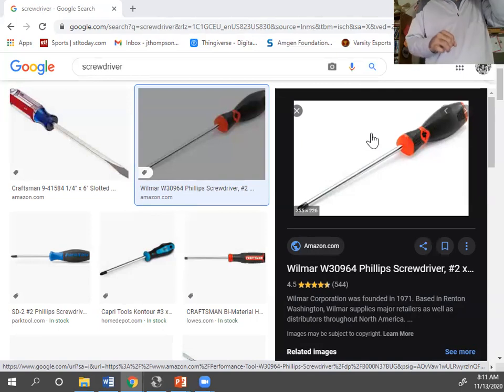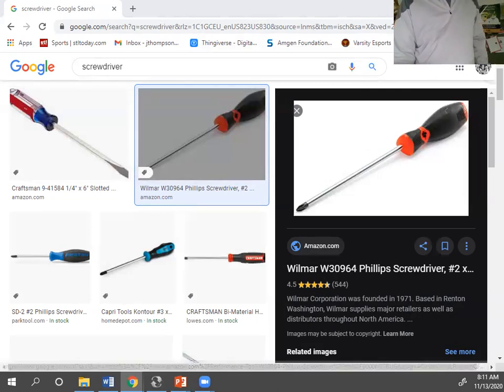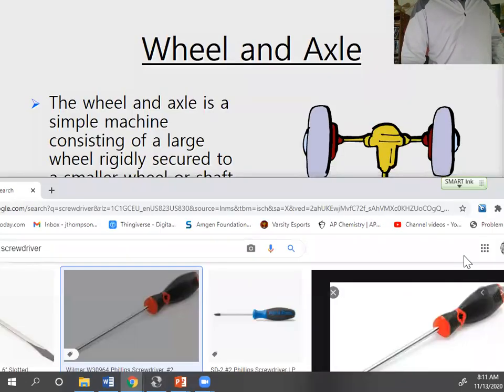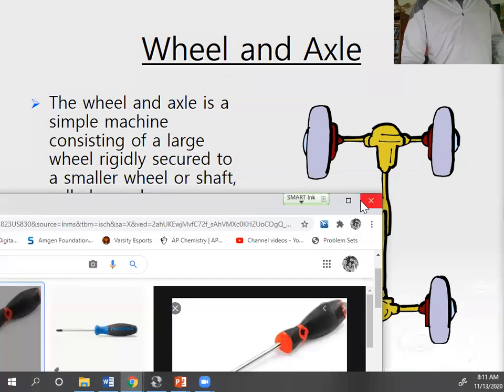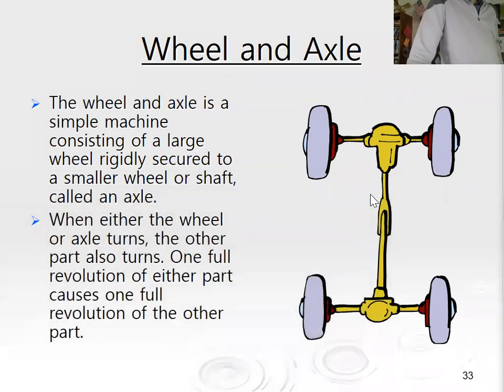One of your questions on your homework is to talk about the IMA of a wheel and axle. You find the IMA of a wheel and axle by taking the radius of the wheel divided by the radius of the axle. The radius of the wheel divided by the radius of the axle. We know this.